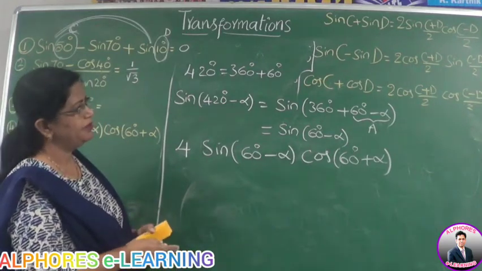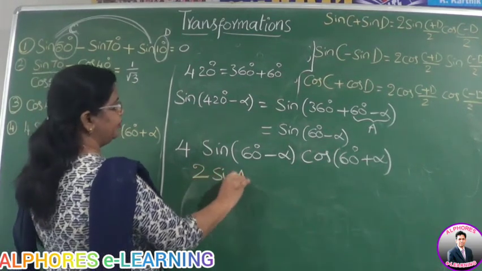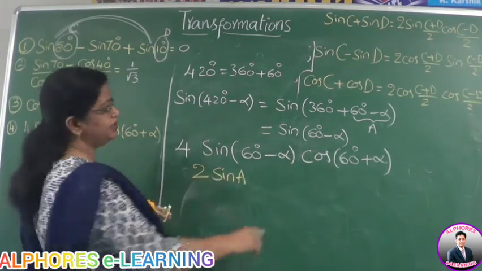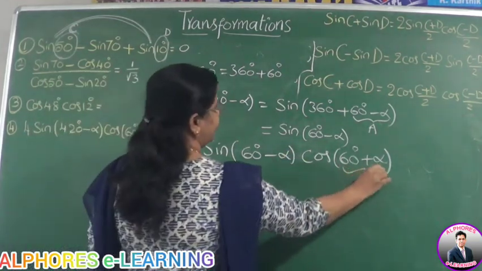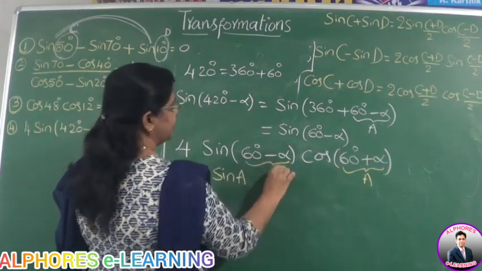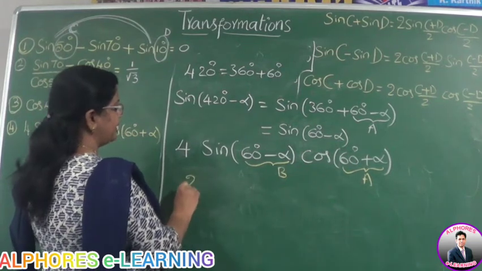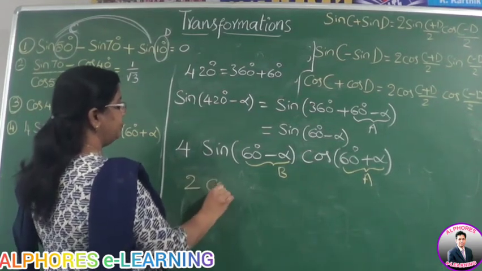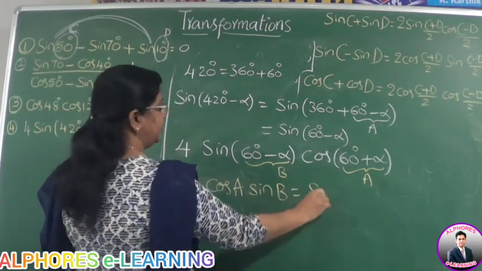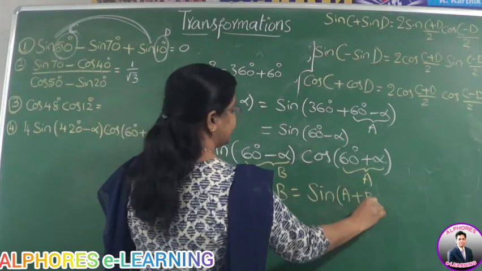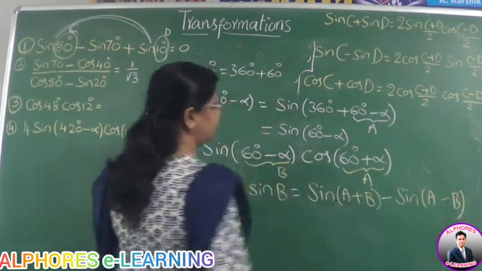What is the formula, students, here? The formula is 2 sine A, and it is of the form cos B. Again, this one is the larger value. You can take this value as A and this value as B. Okay? Then what will happen? It is the 2 cos A sine B formula: 2 cos A sine B is sine of A plus B minus sine of A minus B. So this formula you can observe here.